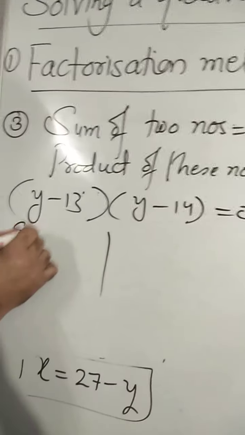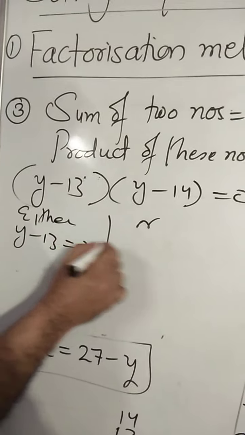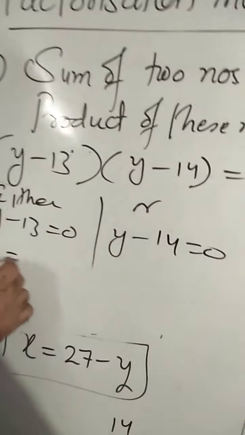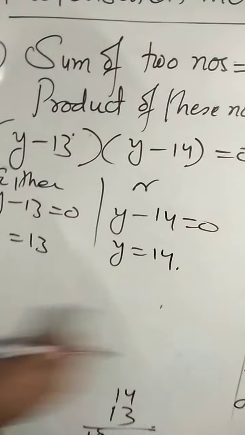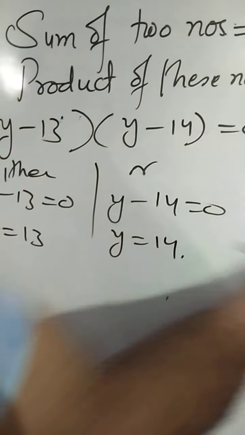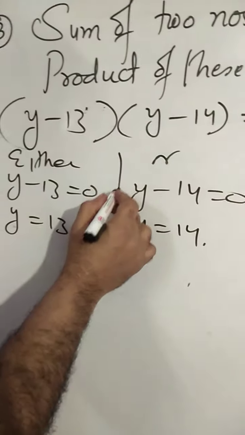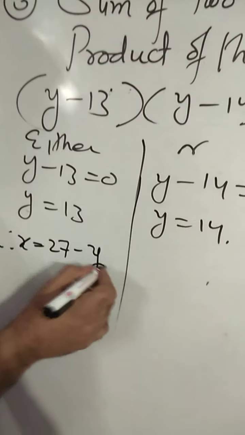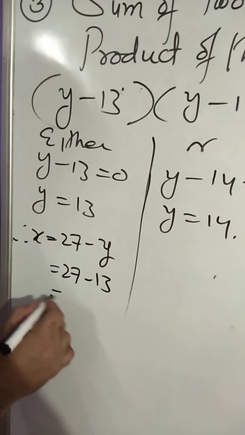So either first factor is 0 or second factor is 0. We'll get the two values of y from here. y is 13 and from here y is 14. So remember, these are not the two numbers. This is only the value of y. The two numbers were x and y. So what was x? x was 27 minus y. So just put the value of y here. 13, so it is 14.